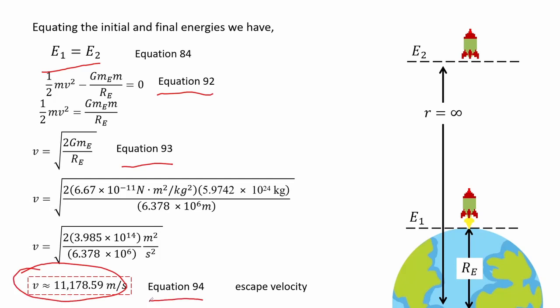This is the minimum speed that would allow the rocket to escape from the Earth completely, and it is also called the escape velocity. Here we see that it is independent of the mass of the rocket, but only depends on the mass of Earth and its radius. So if you know the planet's mass and its radius, then you can calculate the initial speed you need in order to escape its gravitational effects. Of course, you have to include the rotational speed of the planet and its air resistance.